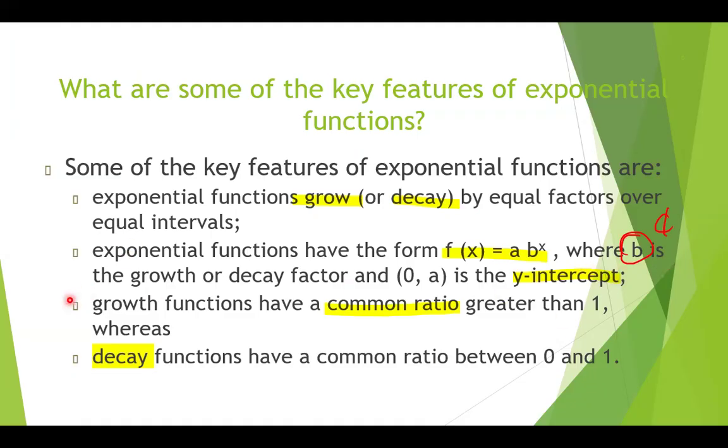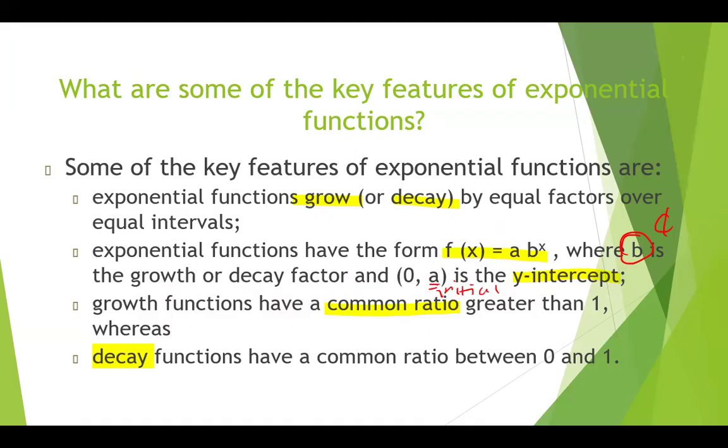Okay, where B is the growth or decay factor and A is the y-intercept. So your A is your y-intercept. That's our initial value, our beginning, right? So we're just adding the word initial. So your A is your initial, your beginning.